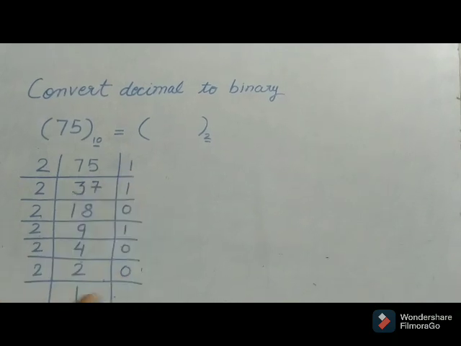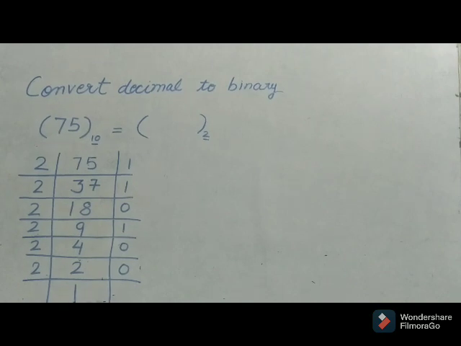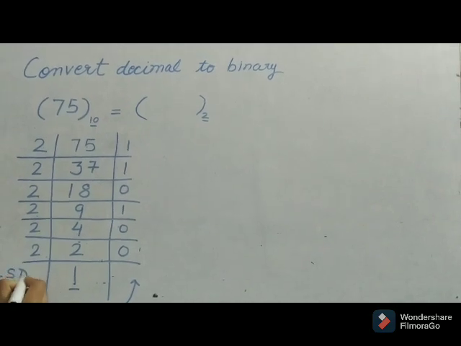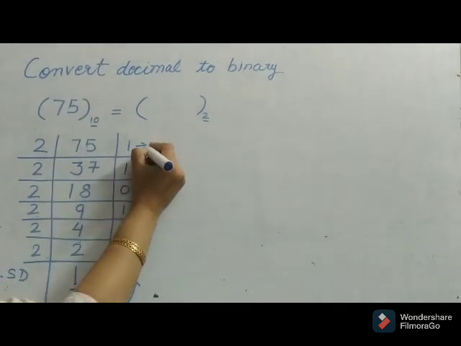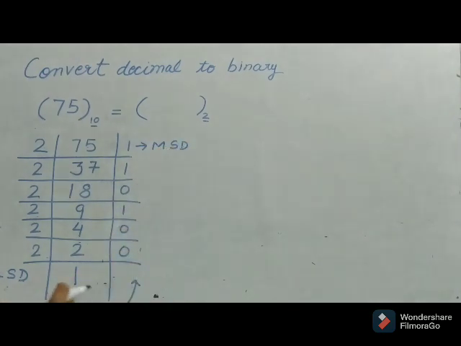Now we have got so many 1s and 0s. How will I write it into a form of a string? Since a binary number is a string of 0s and 1s. So how do I write? We have to start from the bottom. That's the least significant bit. This will be called the least significant digit and this will be known as the most significant digit, MSD and LSD. So we'll start with the least significant digit from here.